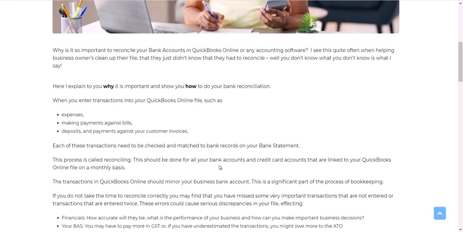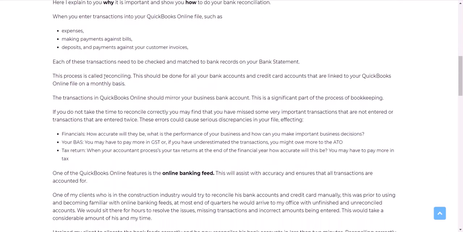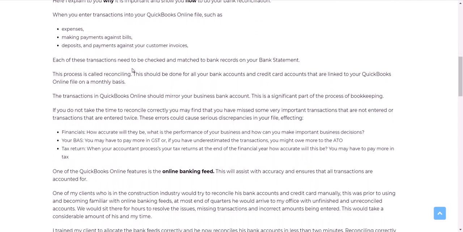So here's how I explain it to you. When you enter your transactions into QuickBooks Online, such as an expense, making a payment against your bill, a deposit, or any payments against your customer invoices such as sales receipts, each one of these transactions needs to be checked and matched to your bank records on your bank statement. Of course, with your bank feeds, it's going to mirror image what is in your bank statement, and that is what we're looking for. And that process is actually called reconciling.